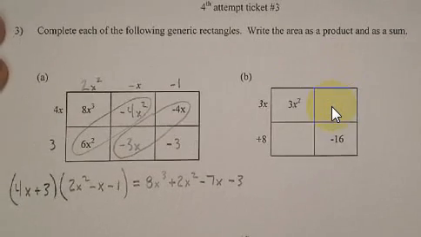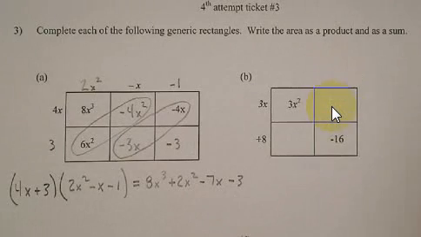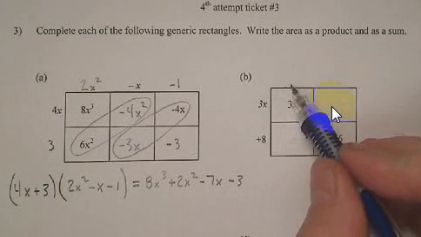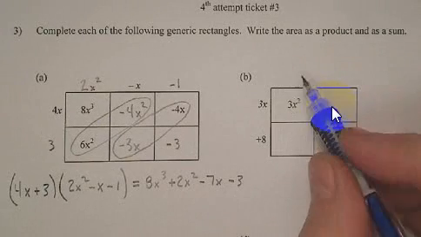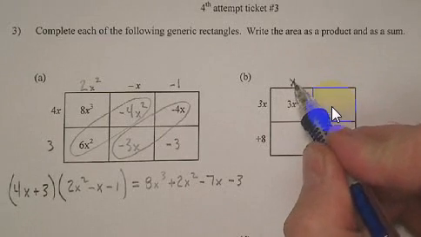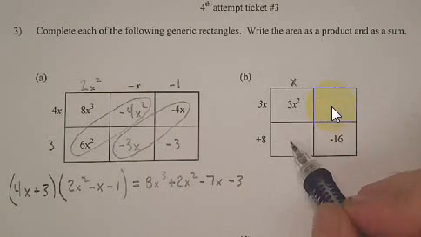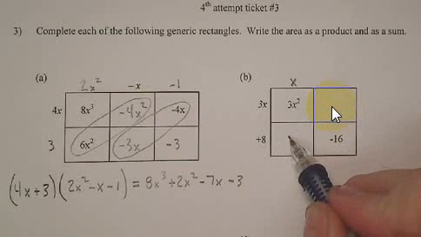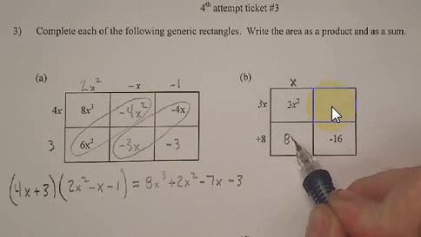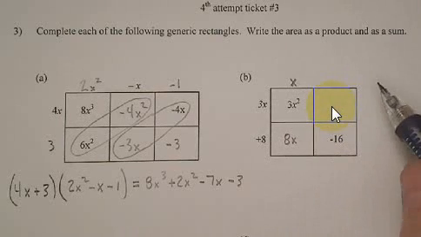Okay, let's move on to B. 3x times this blank location has to be 3x squared, therefore it's a plain x. Because 3x times x is 3x squared. Now that I have that, I know that this bottom left box here is 8 times x, just giving you 8x. And now a little tricky one here.